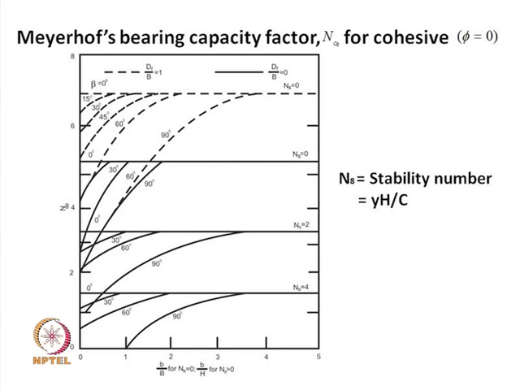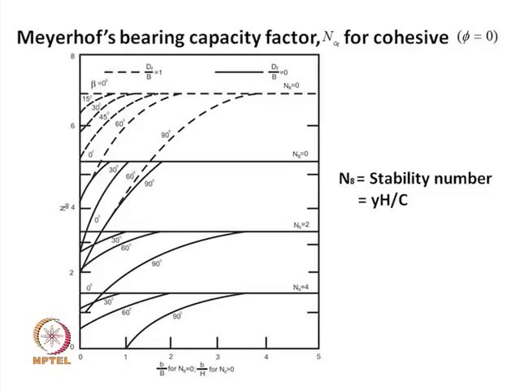Next, if phi is equal to 0, then in this case we have to calculate the stability number. Here again, these correspond to different stability numbers, N equal to 0, N equal to 2 and N equal to 4. And these are the beta values 0 degree, 15 degree, 30 degree, 45 degree, 60 degree and 90 degrees. Correspondingly here it is 30 degree, 60 degree, 90 degrees, here also 30 degree, 60 degree, 90 degrees, and here also 30 degree, 60 degree, 90 degrees. It goes from 0 to 90 degrees, and this is also 0 degree. So, these are the curves.